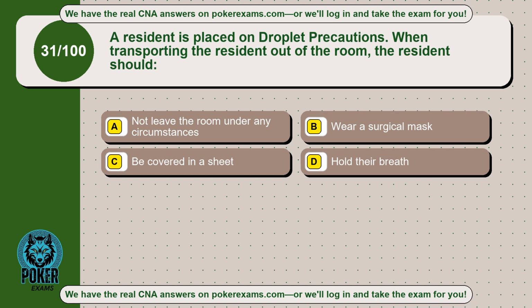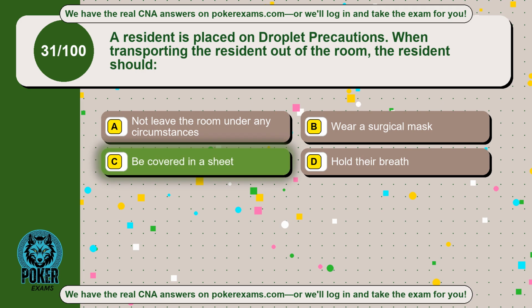Question 31. A resident is placed on droplet precautions. When transporting the resident out of the room, the resident should: Option A, not leave the room under any circumstances. Option B, wear a surgical mask. Option C, be covered in a sheet. Option D, hold their breath.